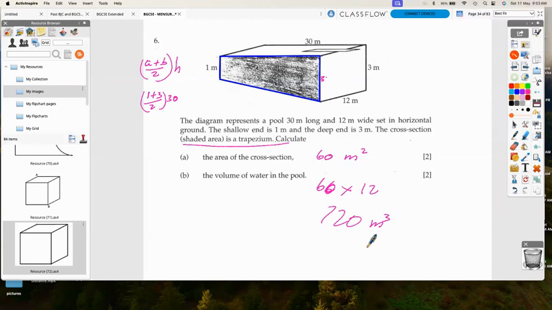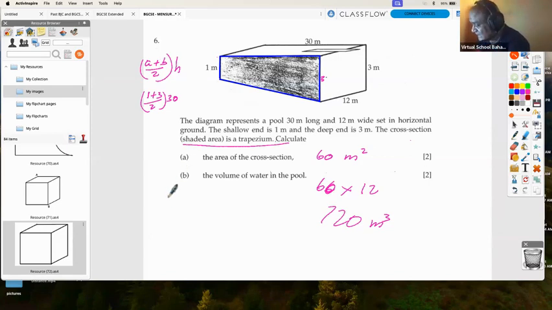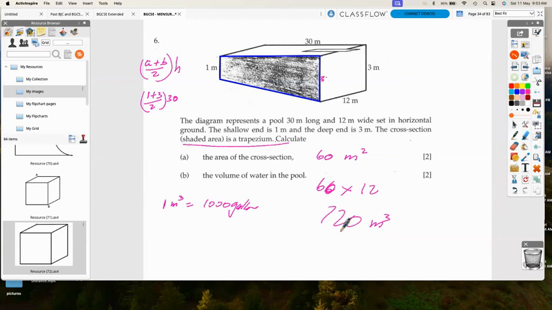Now, sometimes they can ask you to convert this, ask you how much water is in the pool. And they would give you, let's say, this is just tentative, they can say 1 meter cube is equal to 1,000 gallons. How much water is in the pool, right? So all you would have to do is multiply this by 1,000. Isn't that so? Yes, sir. Good. So I'm just putting in that because it can come.